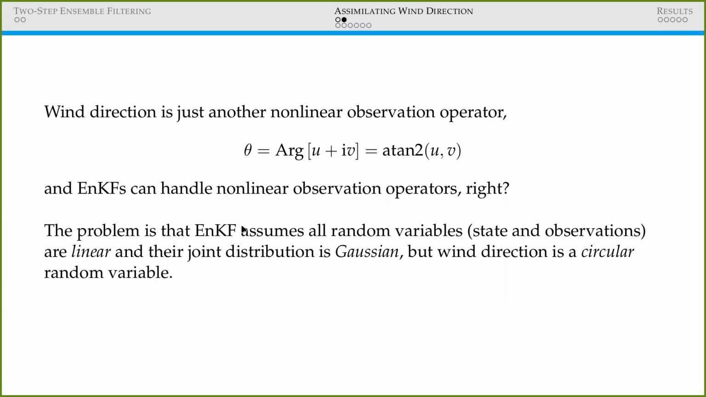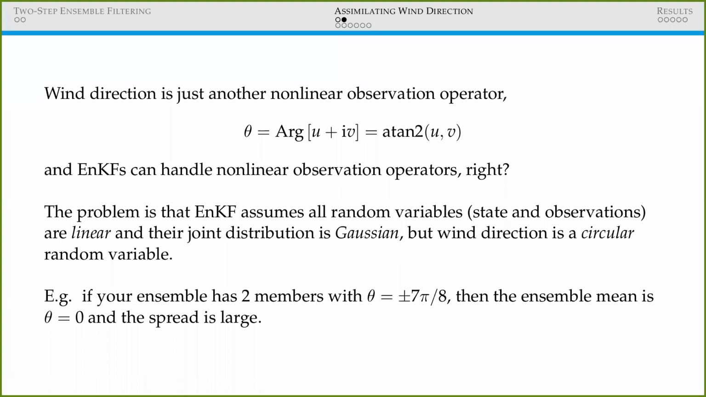Really, fundamentally, the problem is that the angle theta is periodic. So it's not a linear random variable, it's a circular random variable. It's not just that angles are bounded. So you could say the angle goes from minus pi to pi or something like that. We have ways of dealing with bounded variables. It's really the periodicity that's the problem.